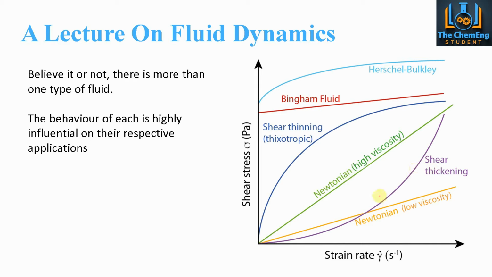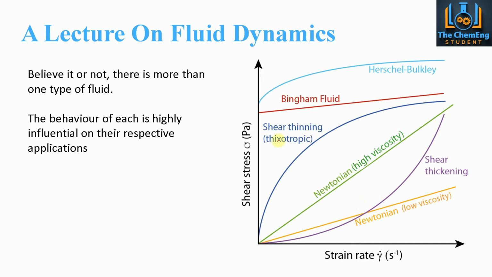Now, the behaviour is highly influential on their respective applications, because imagine we have a shear thickening fluid. That means as we apply a shear, so we push it through a pipe, or we put it through an engine and cause friction, that friction acts as a shear stress. The higher the shear rate, as you can see here, the gradient, or the viscosity, increases significantly. So we wouldn't want a shear thickening fluid to be the oil that we put in our car engines, because the fluid would get so thick that the engine would stop working.